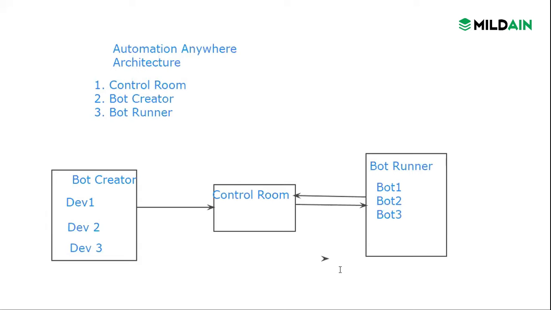So this is the architecture of Automation Anywhere. I talked about three sections: the control room, bot creator, and bot runner. What is the flow of these three segments? The bot creator resides with the developers. A bot creator can be used by different developers. This section is basically the input for the control room, because when you have a client version and you are creating any bot, it is the input for the control room.